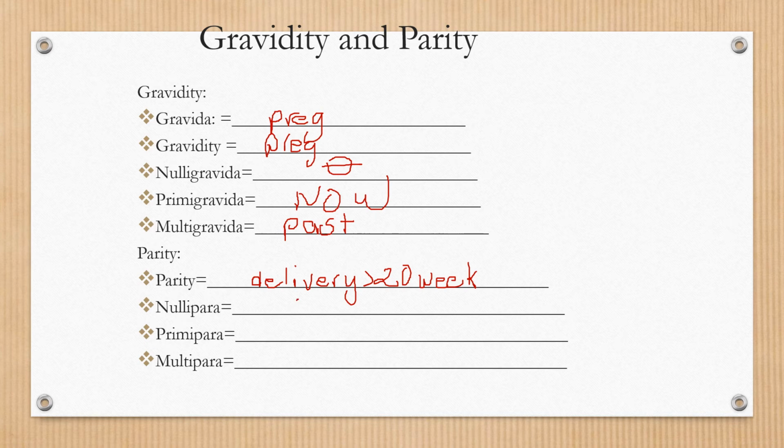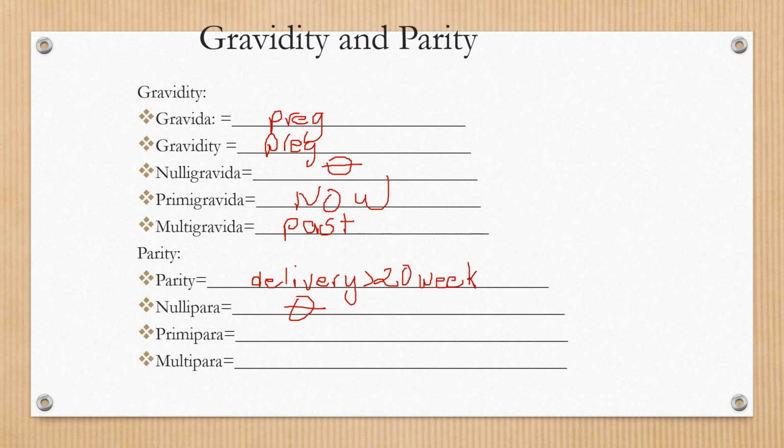Nullipara means that she has, again, never delivered after 20 weeks. Now, you could be a multigravid and a nullipara. She's had many pregnancies, but none have made it to 20 weeks. You could be a primipara. You can be a multigravid and a primipara. That means that you are on your second pregnancy and you have one previous time delivered past 20 weeks.